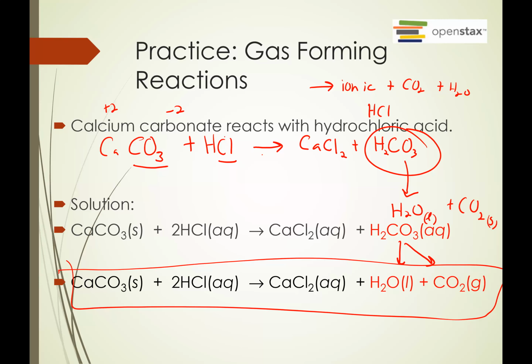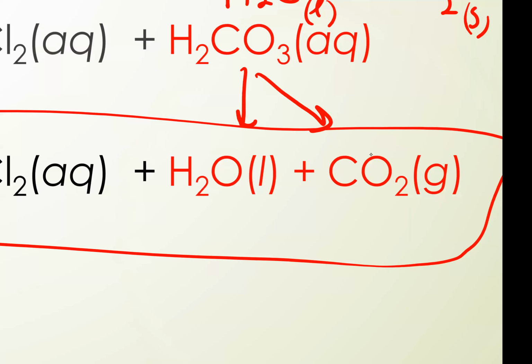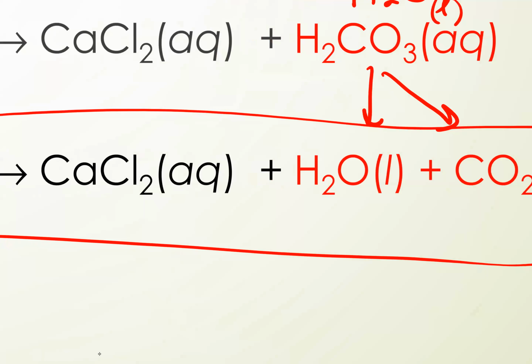Questions on this one? So whenever we see a double displacement reaction and you see this carbonic acid, the carbonic acid will always break down into water and CO2. So when you see carbonic acid as a product of a double displacement reaction, it always further breaks down. So that's the key to see. Carbonic acid, H2CO3, will always break down into water and CO2.